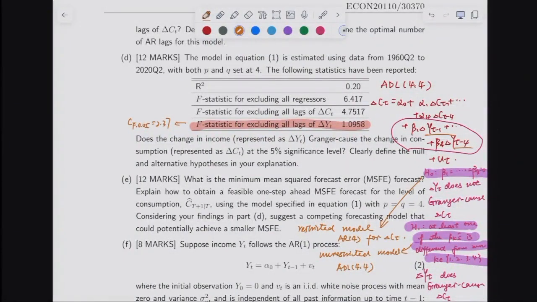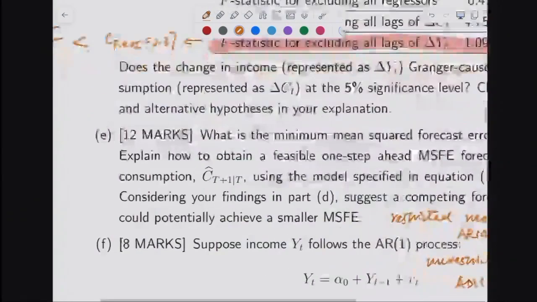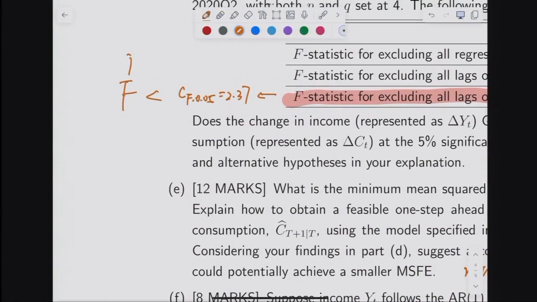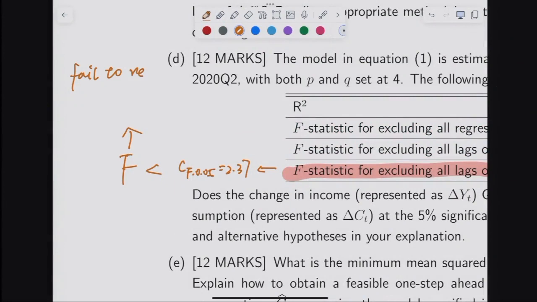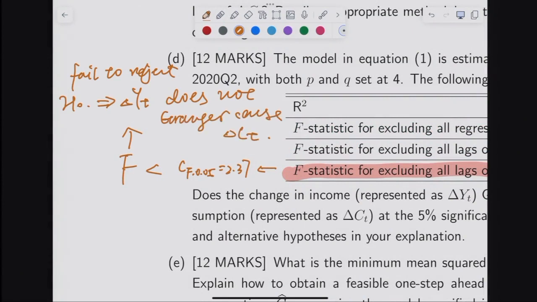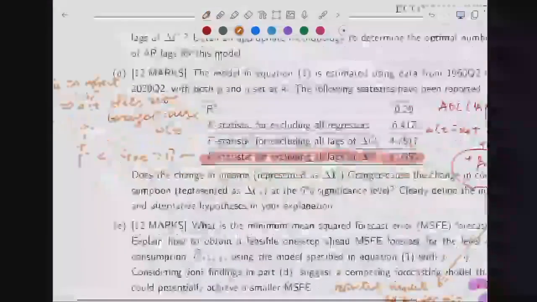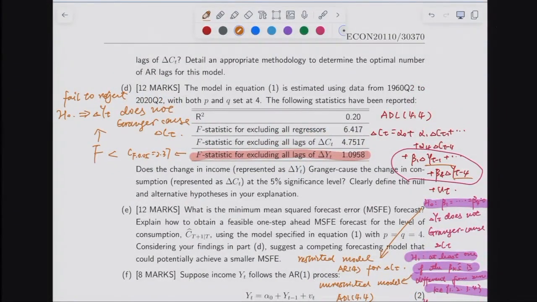We can see that the F statistic is smaller than the critical value, so we would fail to reject the null. This suggests that delta Y_t does not Granger cause delta C_t. When you interpret the conclusion of your hypothesis test, make sure you interpret it within the given context of the question. So that's how you test for Granger causality. Basically, it's about predictability. That's all related to part D. Yes?